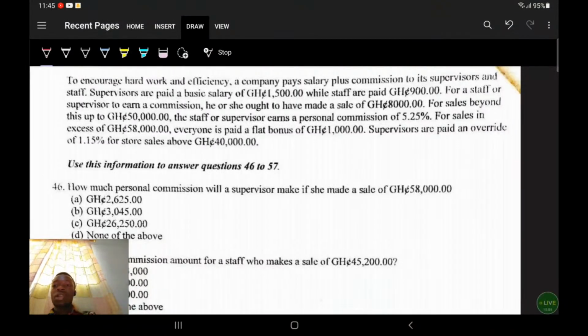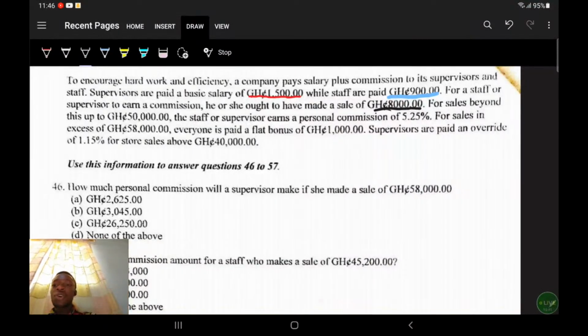Supervisors are paid, so let's do some markings here, a basic salary of 1,500 Ghana cedis. I've underlined that one, 1,500 Ghana cedis. Whilst the staff are paid a base salary of 900 Ghana cedis. For a staff or a supervisor to earn a commission, he or she ought to have made sales of 8,000.